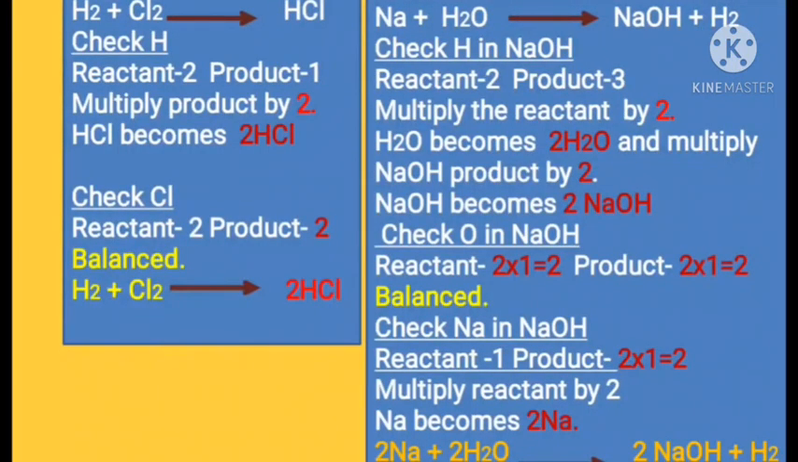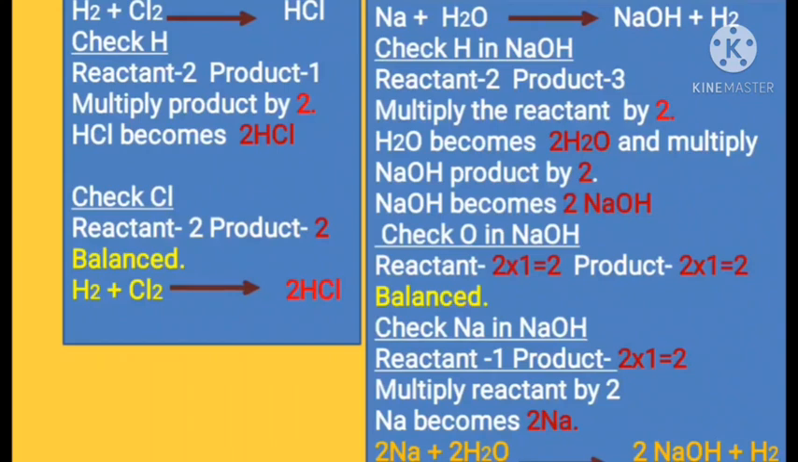Hydrogen plus chlorine gives HCl. Check hydrogen. In the reactant side we have 2 and in product side we have only 1. So multiply the product by 2. HCl now becomes 2HCl. Check chlorine. In reactant side we have 2 and in product side after multiplication we have 2. So both the sides are now balanced. H2 plus Cl2 gives 2HCl.